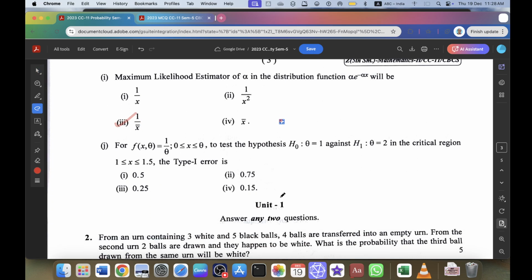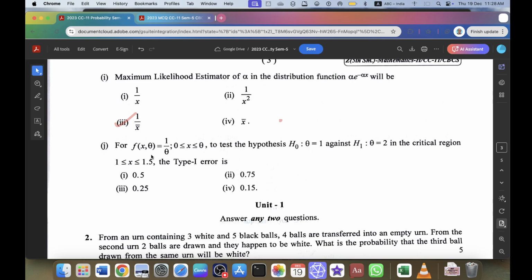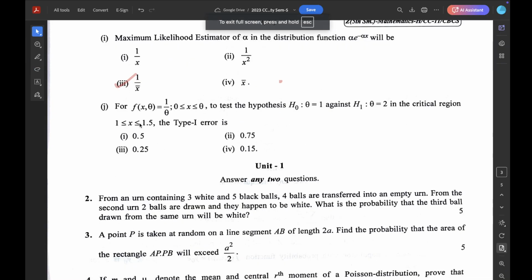Last MCQ, question 1J. For f(x, theta) equal to 1 by theta, where 0 less than or equal to x less than or equal to theta, to test the hypothesis H0 such that theta equals 1 against H1 such that theta equals 2, in the critical region 1 less than or equal to x less than or equal to 1.5, then type 1 error is what?